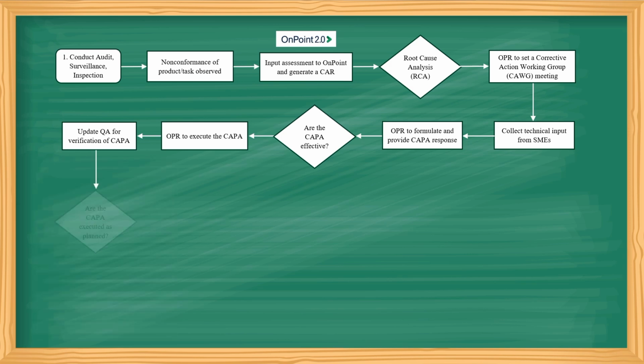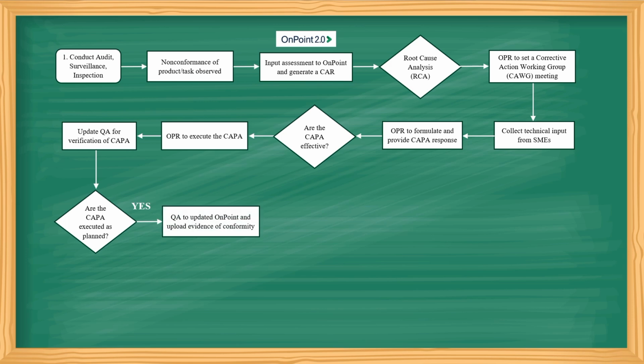Are the CAPA executed as planned? If yes, then QA will update OnPoint and upload evidence of conformity. Then close the CAR file and update in OnPoint.